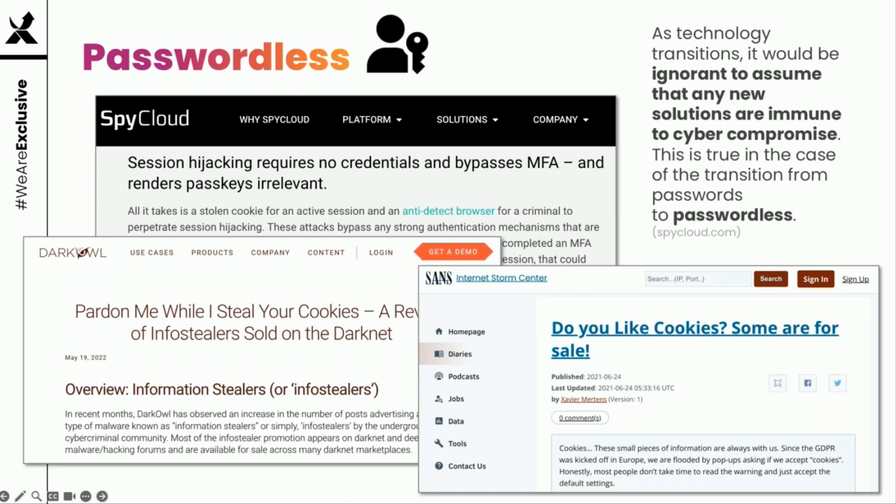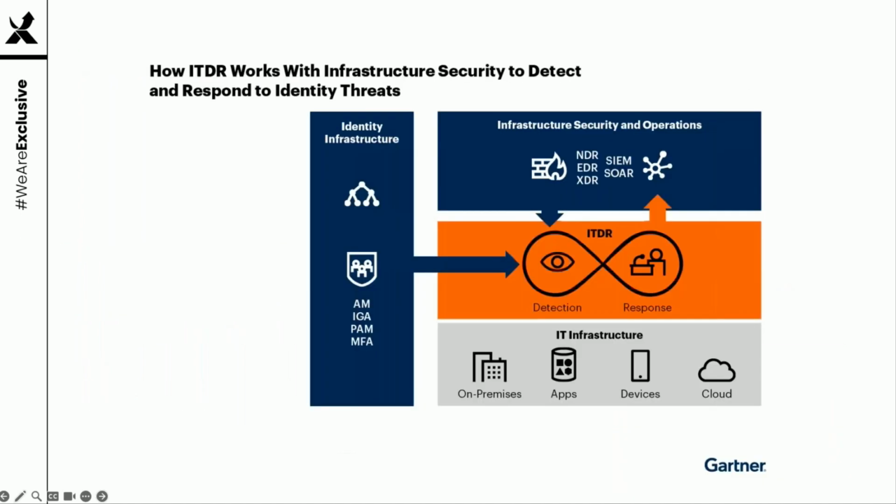So yes, passwordless is solving the password problem, and it's a good adoption, and I hope it goes fast and that next year we don't talk anymore about passwords. But there are still other techniques that adversaries are using, of course, and that's why identity security is still very important.